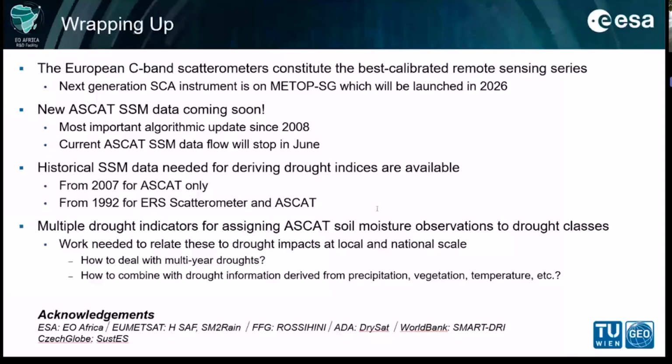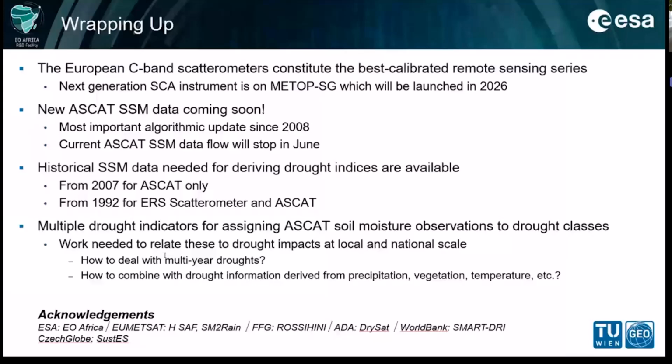We still need to learn a lot on how you can assign the observations to real drought classes. And we need to understand how all these observations relate to drought impacts at local and national scale. And you will always need local and national scale data to actually understand and make this link. So there's always local expertise required to make the data meaningful.